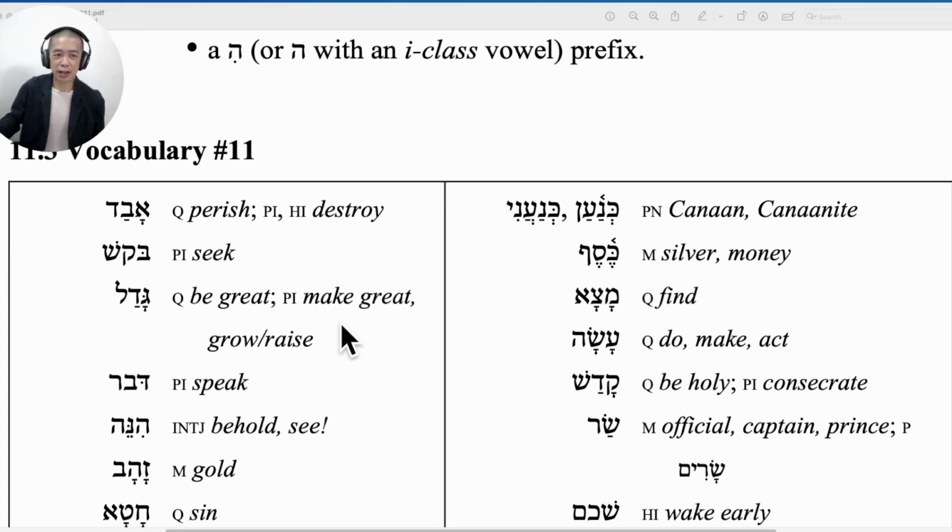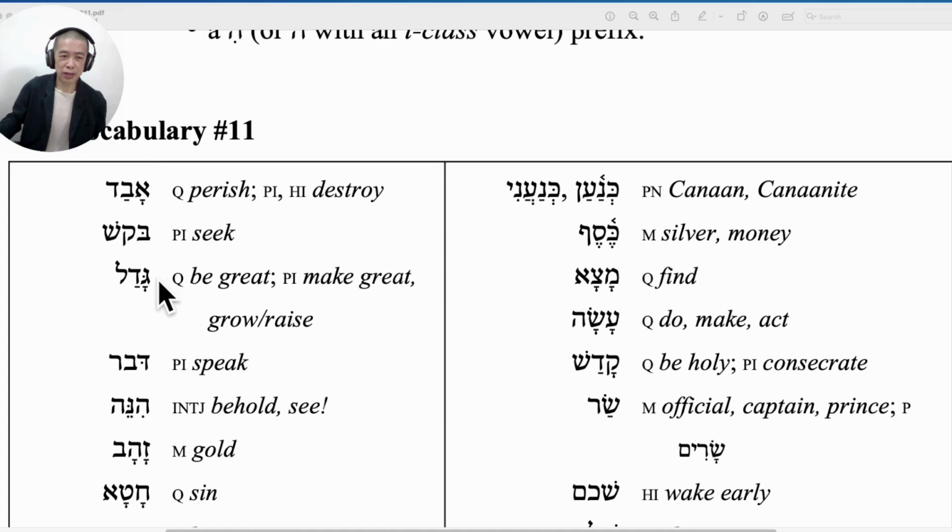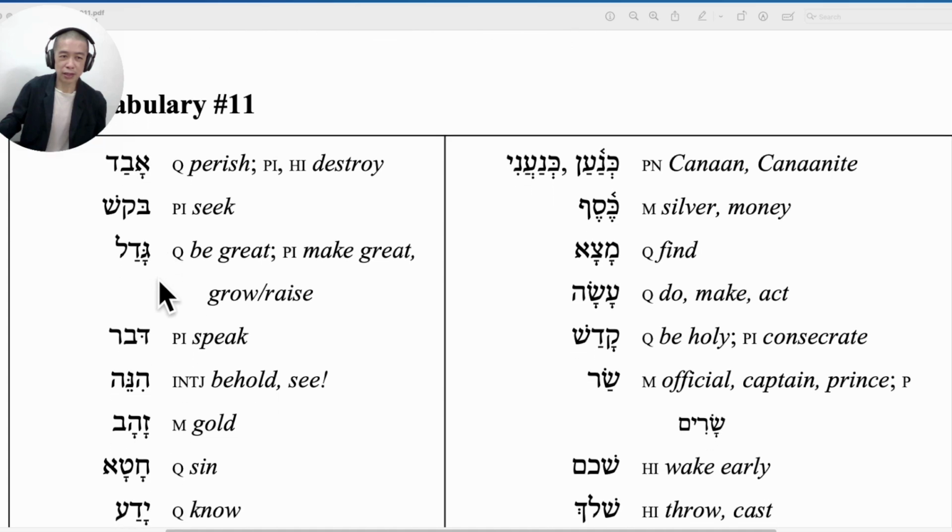On the left-hand side, the first word is to perish or to destroy, pronounced avad. The second word means seek. The root consists of these letters: bet, kuf, shin. The third word means to be great, to make great, to grow, to raise. It's pronounced gadal. The fourth word means to speak.